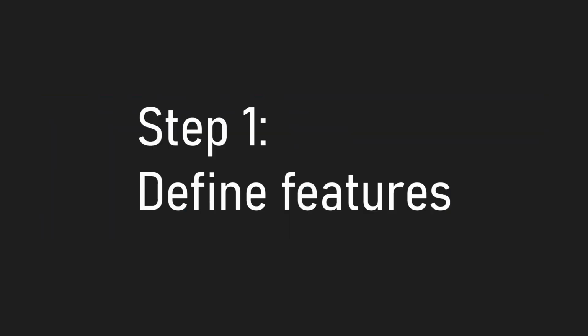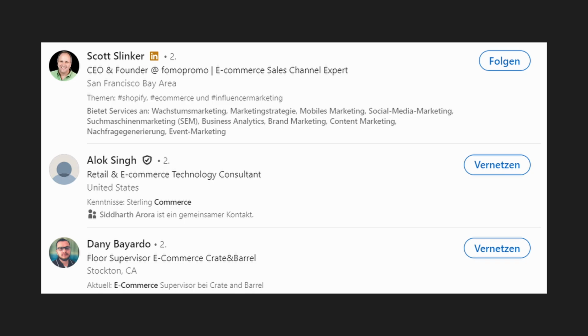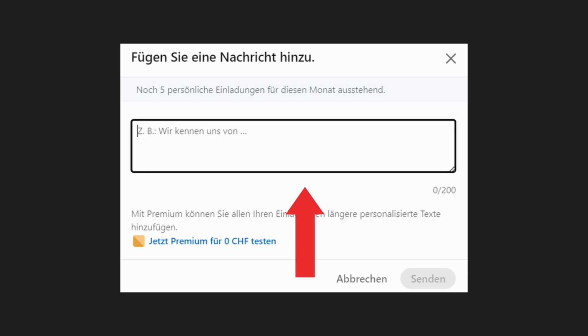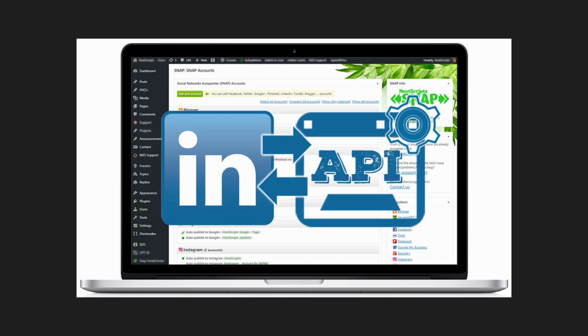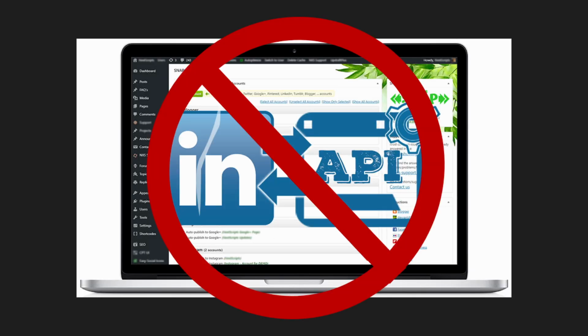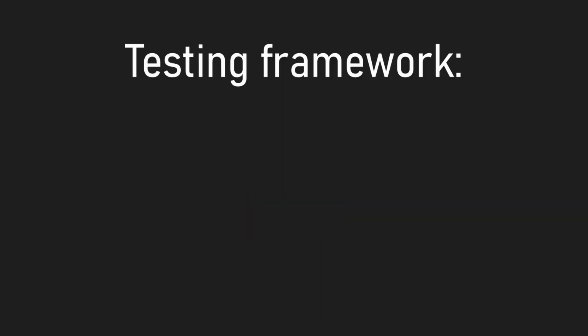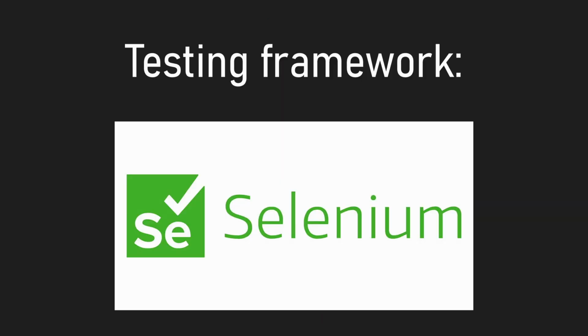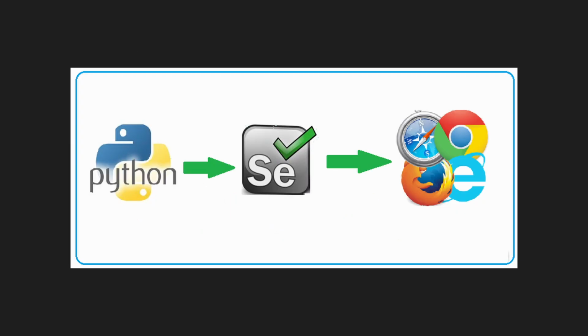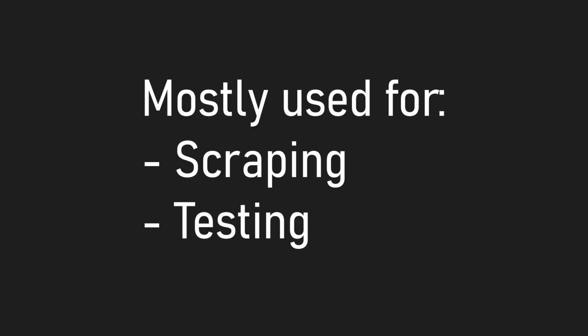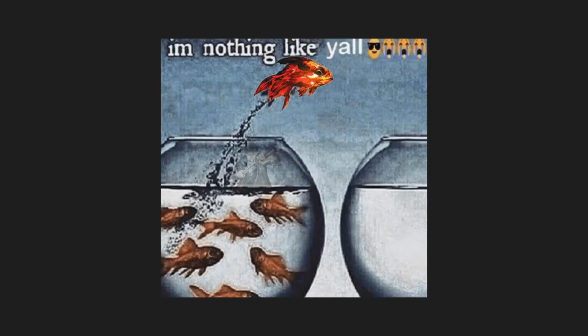The first thing I had to do was to define what the bot was going to be able to do. The bot needs to be able to find people in my niche, send each one of them a connection request with a customized message. Now, since LinkedIn doesn't really offer access to an API, I need to find another approach. And here's where the testing framework Selenium comes into play. Selenium is basically a controller for browsers, so you can control them programmatically. Most of the time, it's used for scraping and testing, but for our use case, it's going to be a little different.